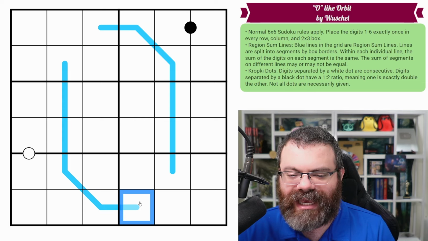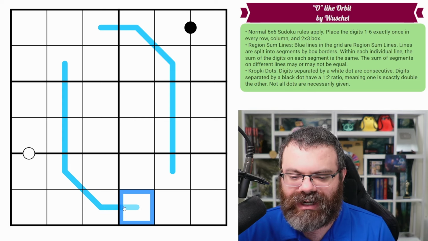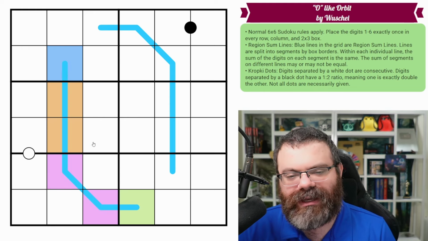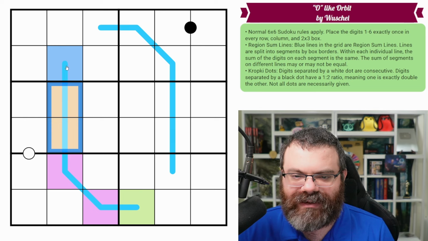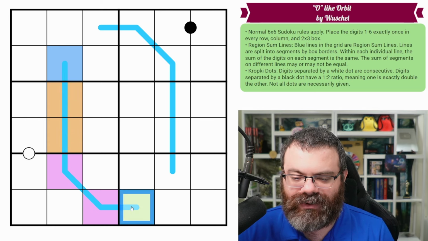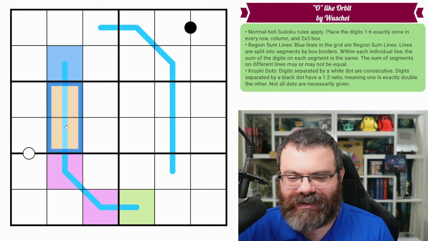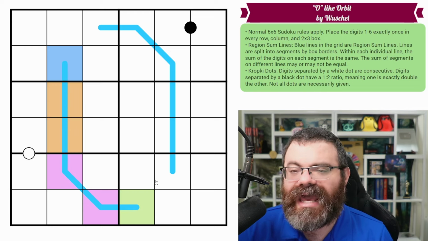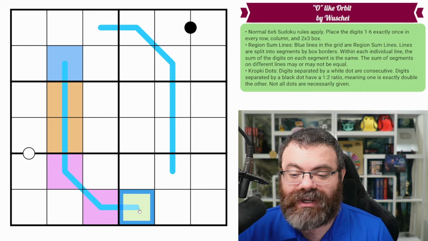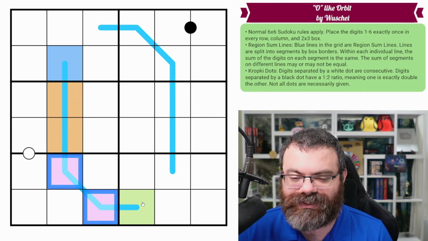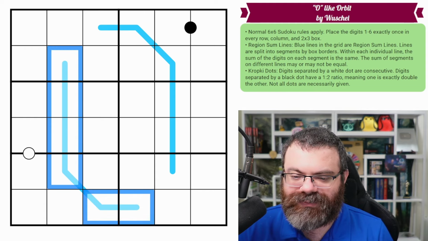What we do is we segment the lines whenever they cross a box boundary. So let me call this green, purple, orange, and blue. Each color represents a different segment here, just to demonstrate how that works. As we move across the box border, we create a new segment. And so this is a segment of length 2, length 2, length 1, and length 1. And each segment on the same line has the same sum. So whatever goes in green also goes in blue, and then that's the sum of the oranges and also the sum of the purples. So that is the region sum lines.